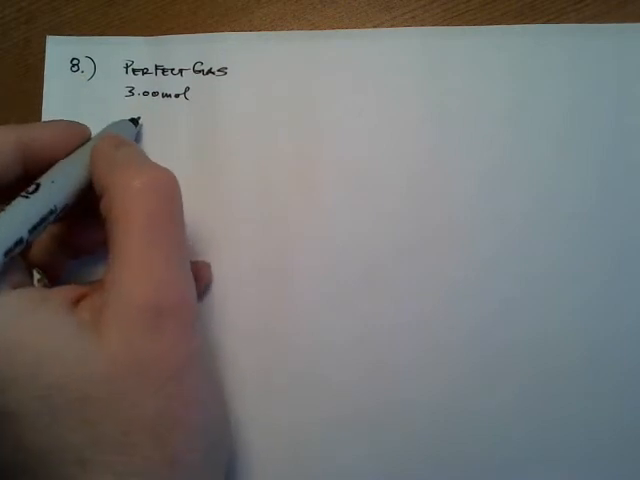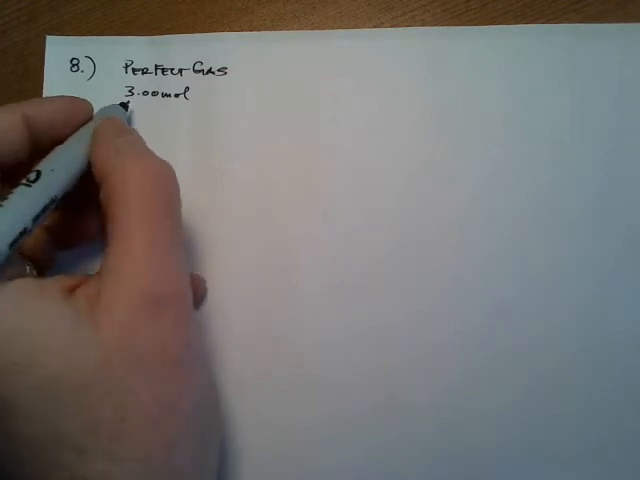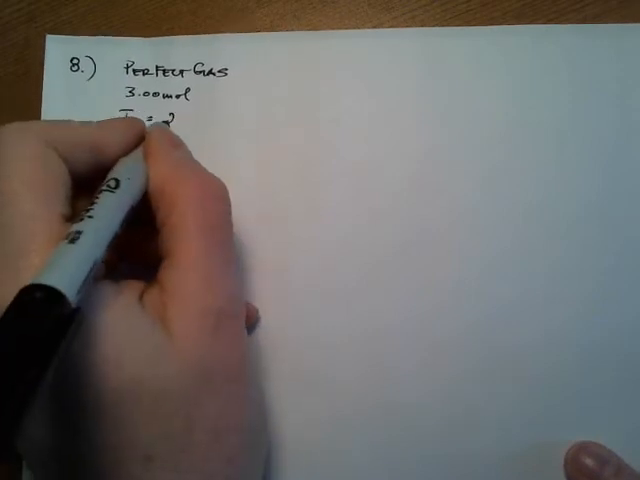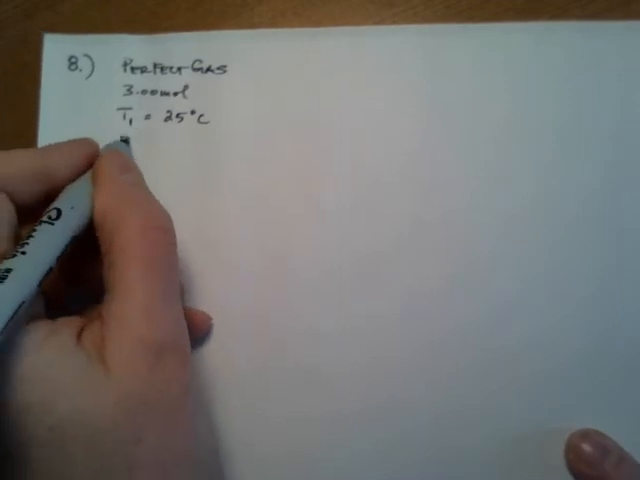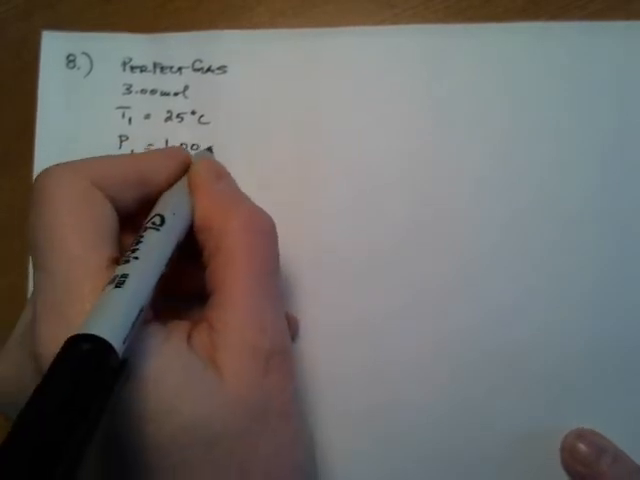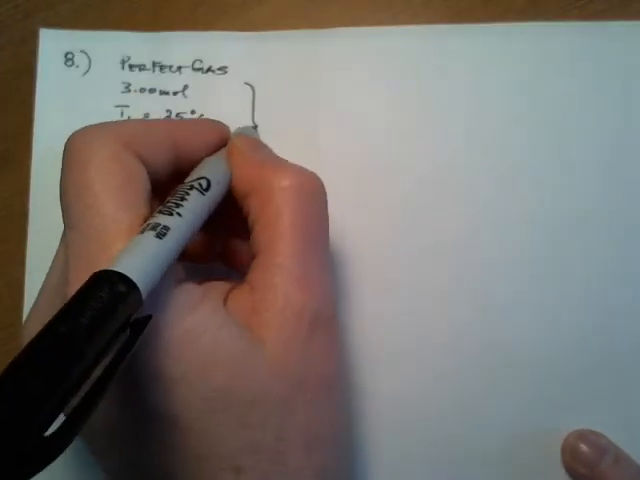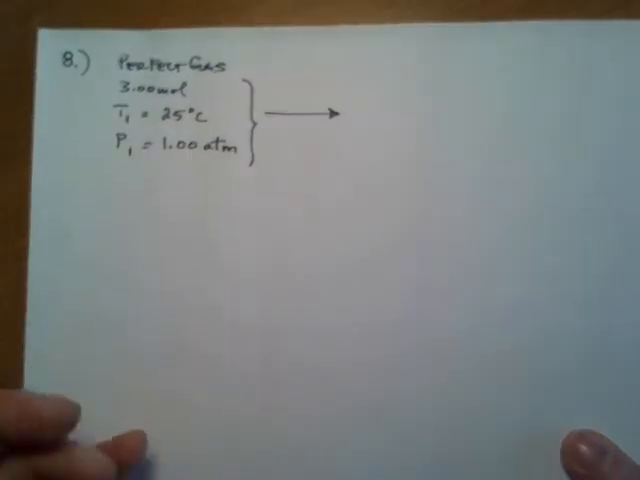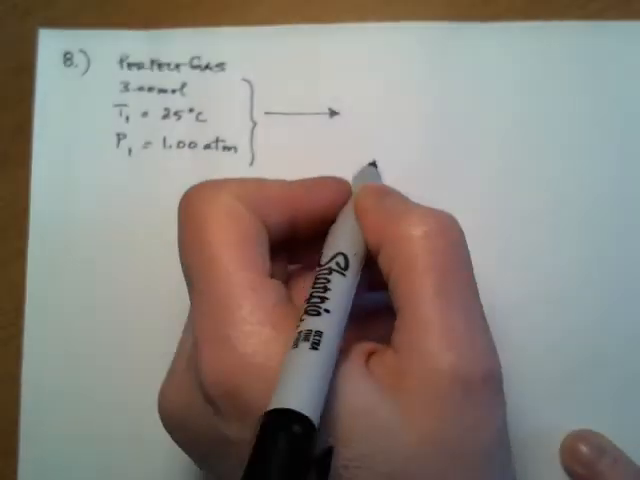So let's transpose the given information into a nice concise list here. I have 3.00 moles, it's 3 sig figs. The initial temperature, T1, is 25 degrees Celsius, and I'll convert that to Kelvin. And the initial pressure is given as 1.00 atmosphere. And this undergoes a change, and I'm not labeling that change, for example, labeling the path, because there are a couple of things changing. So let's just continue.